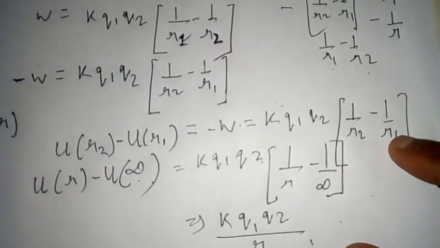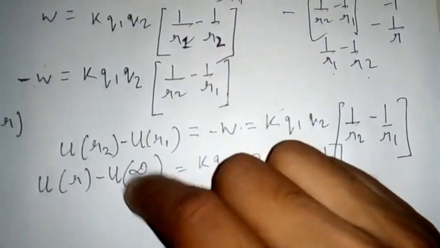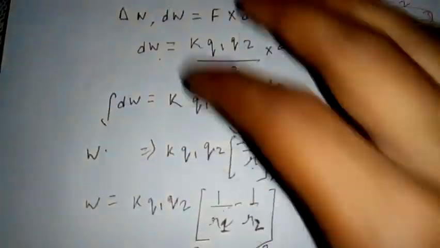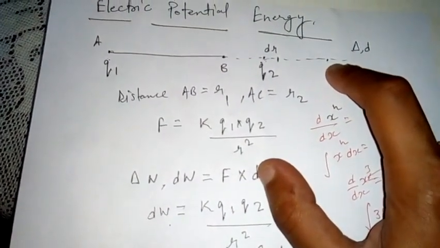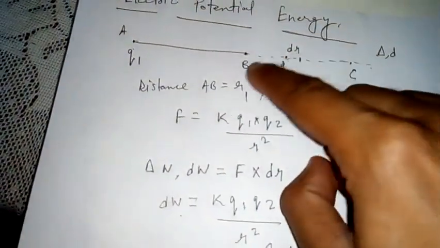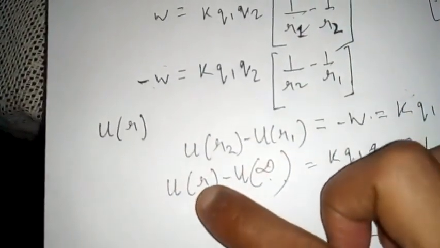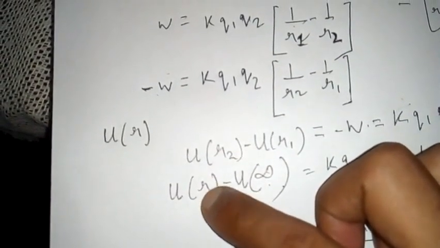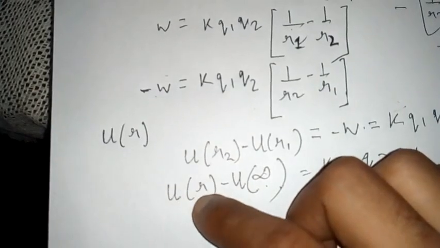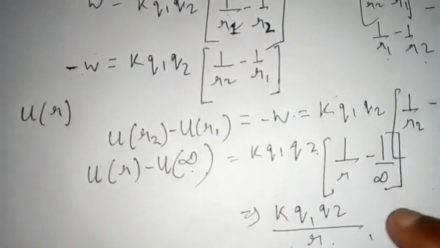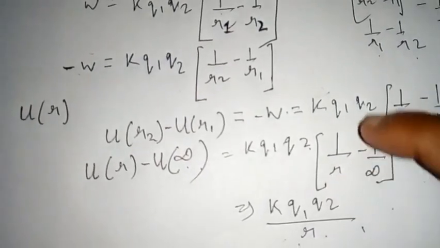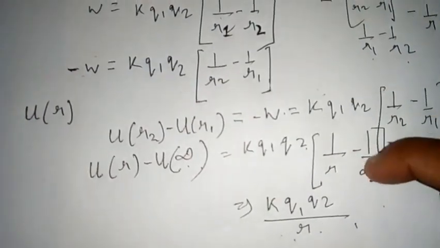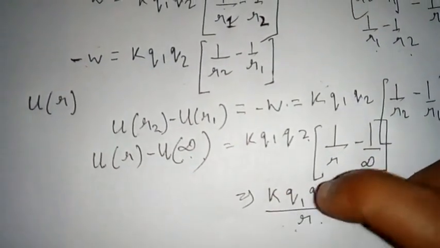So just to tell you, if I'm bringing this charge from a distance which is infinitely distant from q1, and I'm bringing it to point B, which is at r, I can write it as r1 as well. So how much would that be? U of r1 minus U of infinity, I'll write it as k q1 q2 times 1 over r, I could have written r1 but I'm writing just r for the sake of simplicity, minus 1 over infinity, and 1 over infinity is 0. So this will be my final value, k q1 q2 over r.